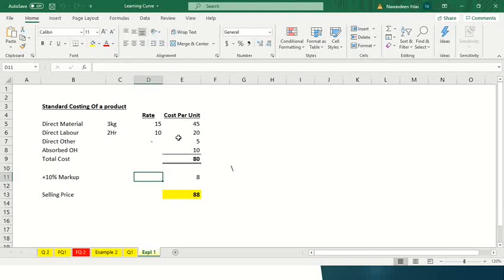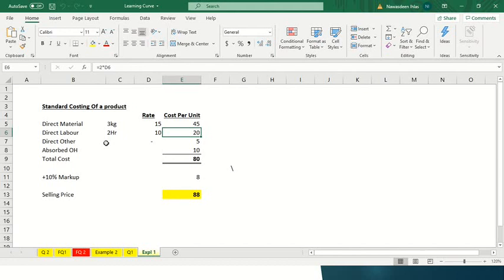Here you can see for this particular product, we need 3 kilograms of material. Per kilogram, you have to pay 15 rupees. So for one unit, the cost will be 45 from direct material. For direct labor, you can see 2 hours, the rate is 10 rupees per labor hour. So you can see 20 per unit.